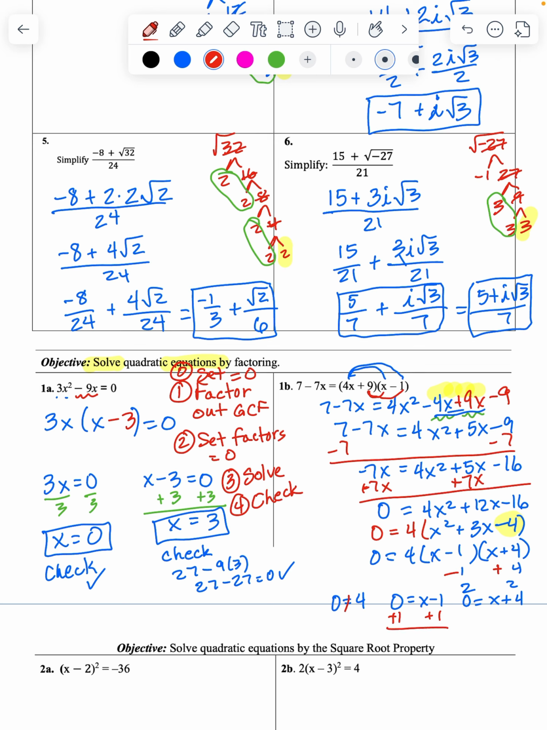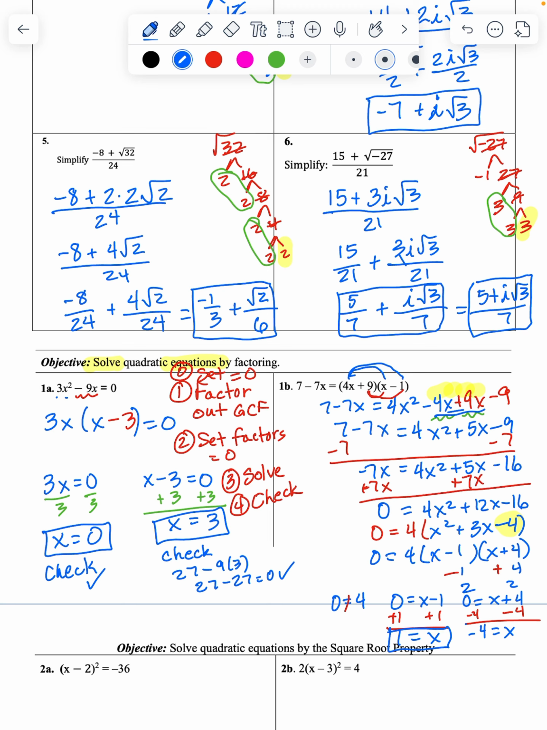The next factor, x minus 1 equals 0, and we solve that by adding 1 to both sides. We get 1 equals x. And last, the factor x plus 4, when that's equal to 0, we need to do the opposite of adding 4, which is subtracting 4 on both sides to get x by itself.